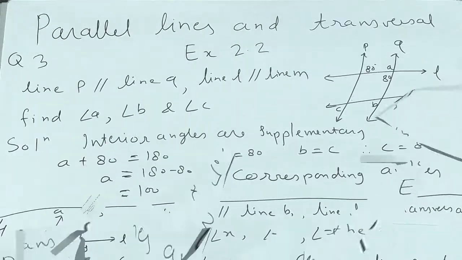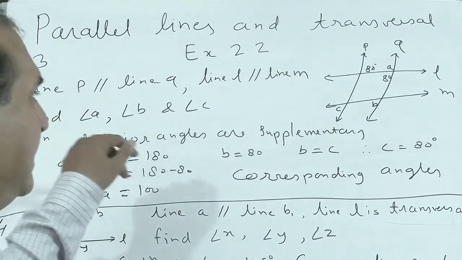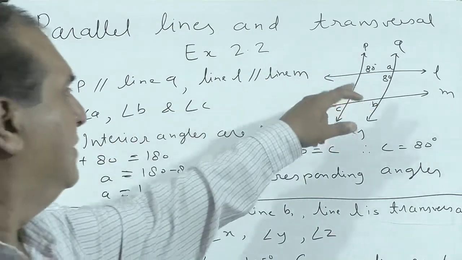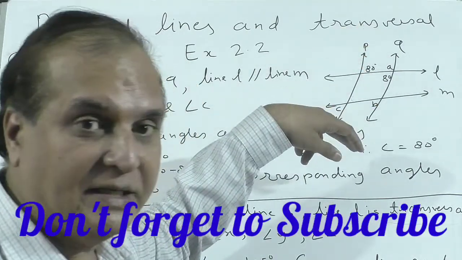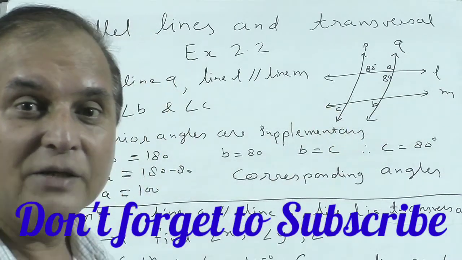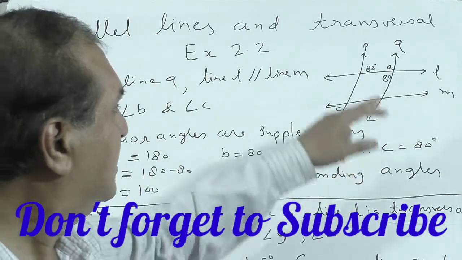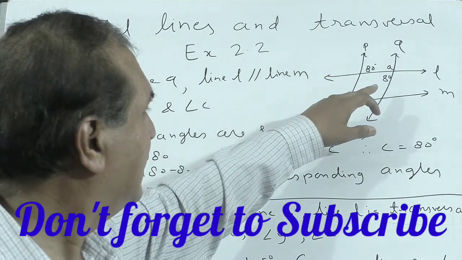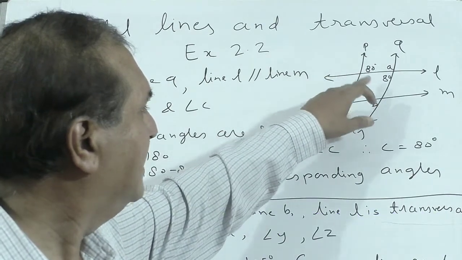Okay. Next sum number 3. Figure is given. Line P is parallel to line Q, and line L is parallel to line M. So they are transversals of each other. If you see this angle is 80, then this angle is also 80.